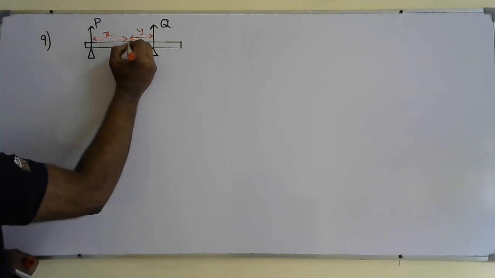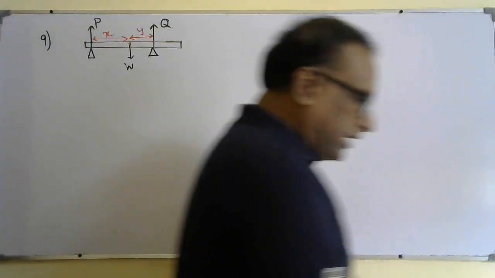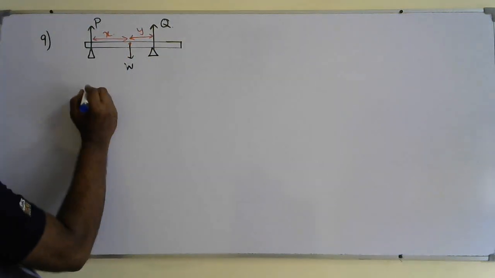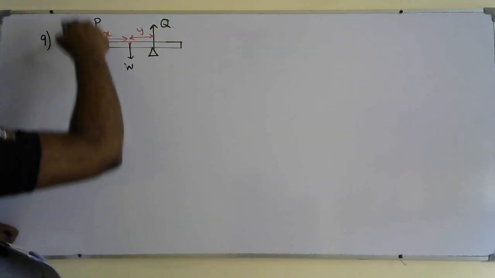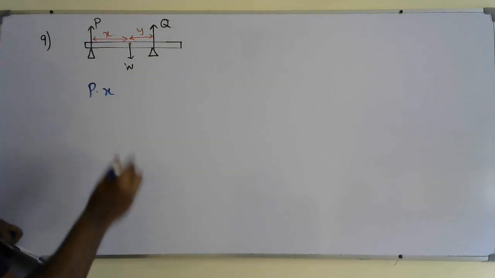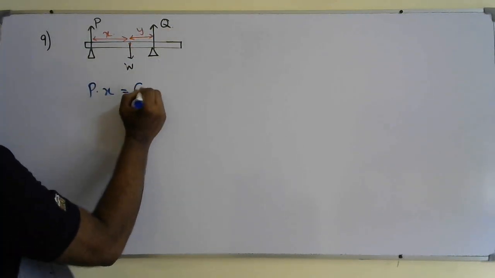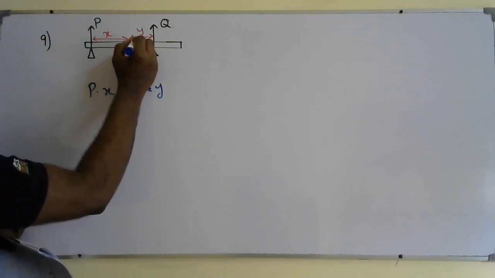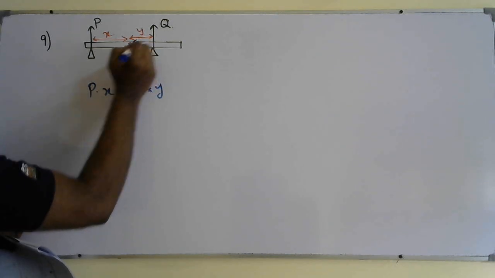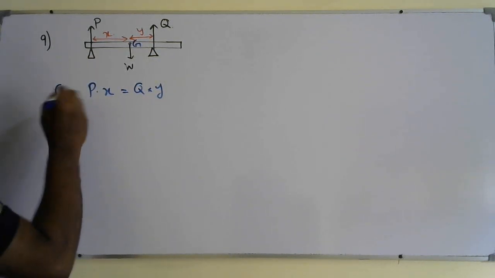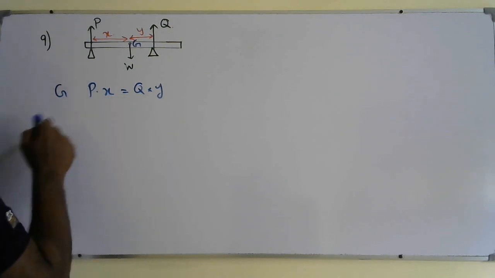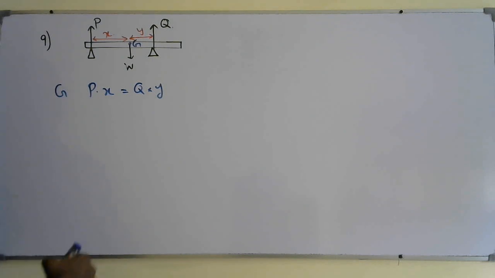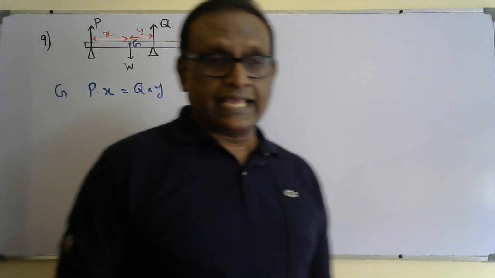If I take moment about the point where the weight is acting, you know it's at rest, meaning the clockwise moment must be equal to the anti-clockwise moment. So P into X provides anti-clockwise moment, and the clockwise moment must be equal to Q into Y. If I take the moment about the center of mass, which I can denote capital G, P into X provides a clockwise moment, and Q into Y provides an anti-clockwise moment. They must be the same.